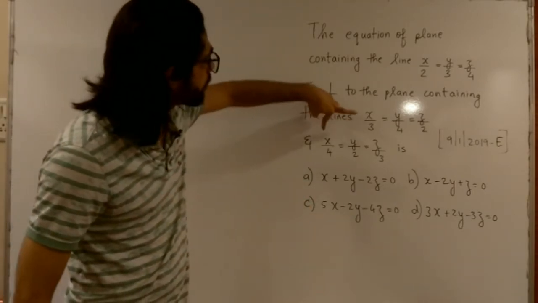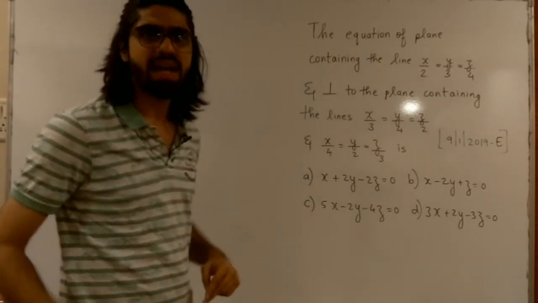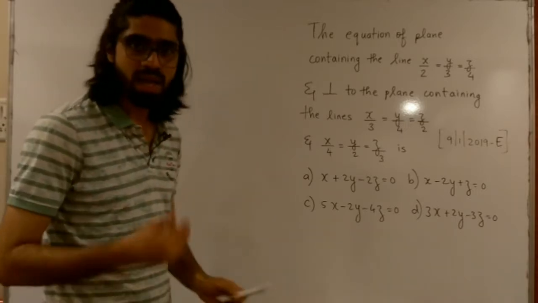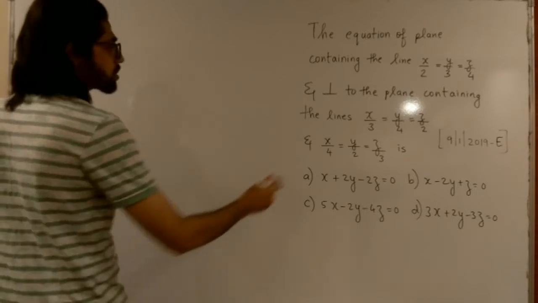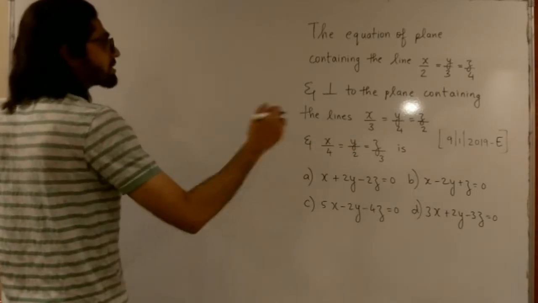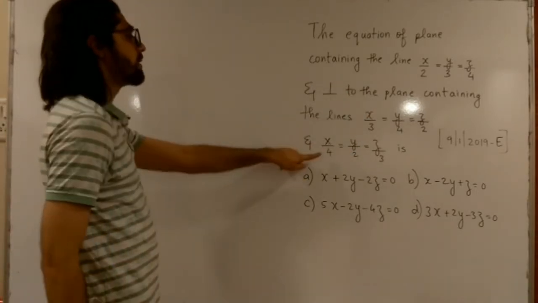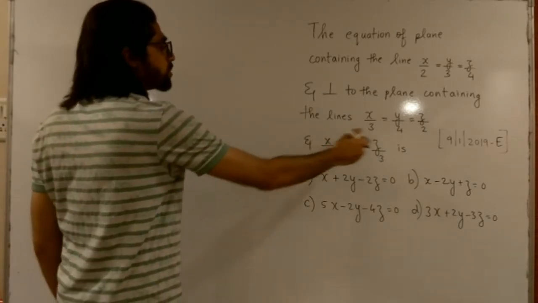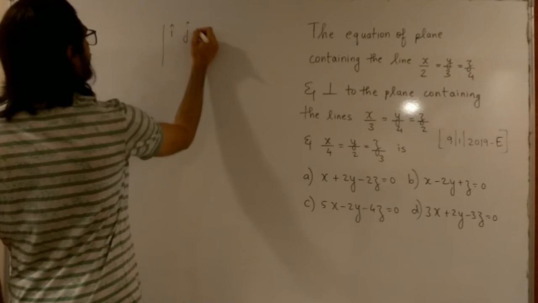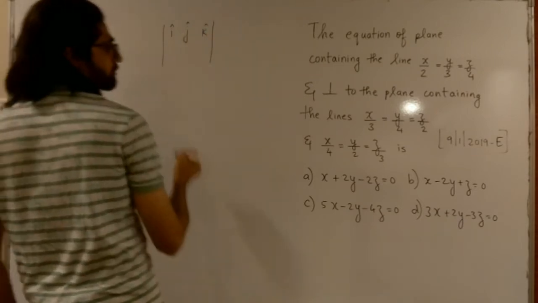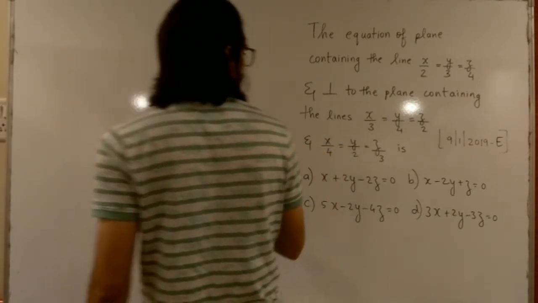So I first take a cross product of these two given lines, and the way I will take their cross product is, I will take the cross product of vectors which are parallel to the two lines. So the vector parallel to this line is 3i 4j 2k. The one parallel to this is 4i 2j 3k, and their cross product is the determinant of i, j, k, 3 4 2, 4 2 3.